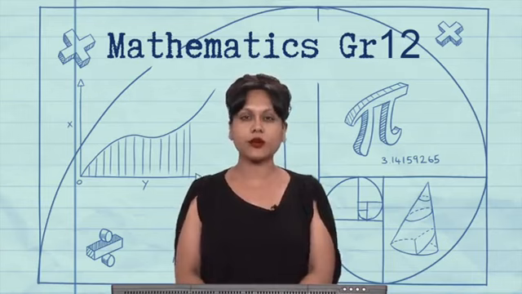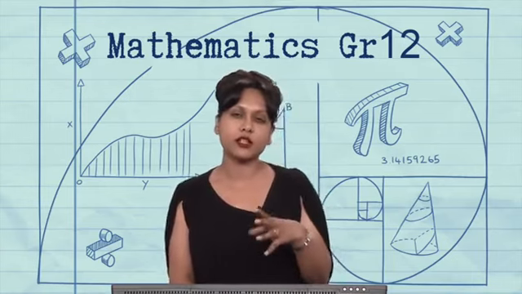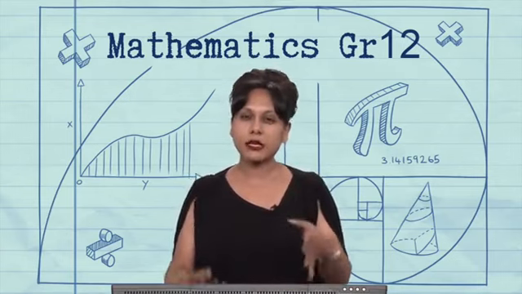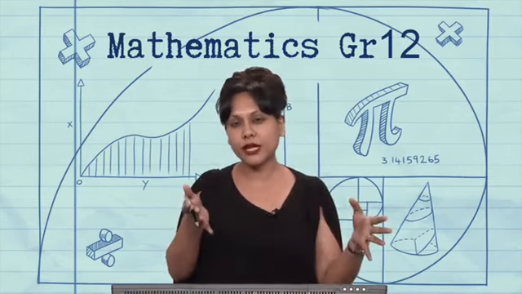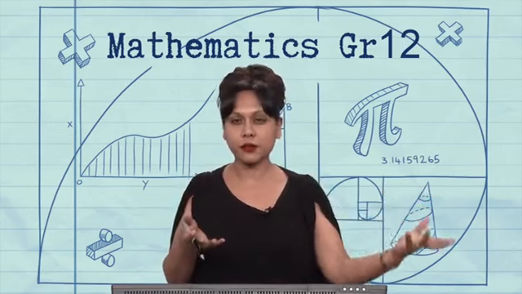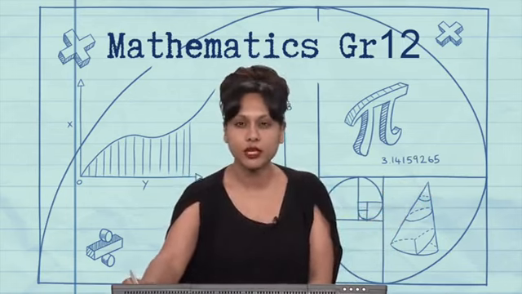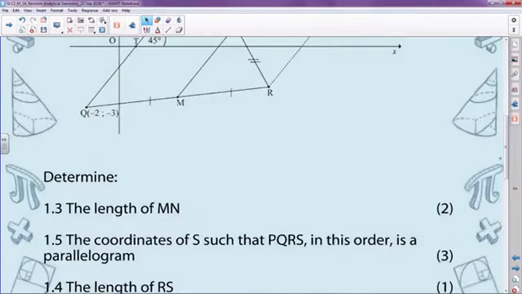Okay, everyone, so we're continuing with our discussion on this question three, analytical geometry question, and it's the same diagram that you should already have from the first part of this question that we did earlier. So I'm not going to read the whole question again, but I want to go straight into 1.3 here, which says determine the length of MN.